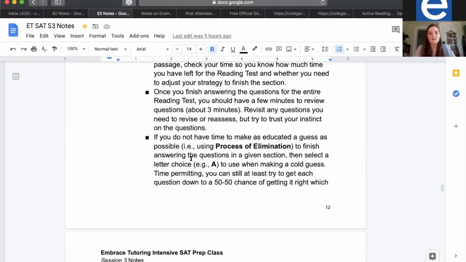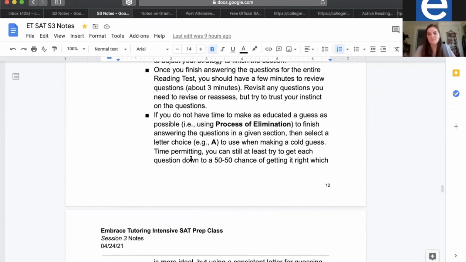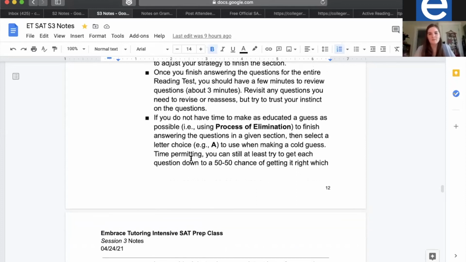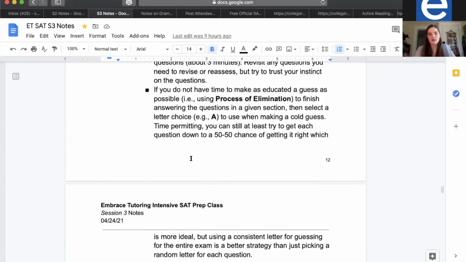Once you finish answering the questions for the entire reading test, you should have a few minutes, about 3 minutes roughly, to revisit any questions you need to revise or reassess. But trust your instinct on the questions as much as possible, because chances are you're right.